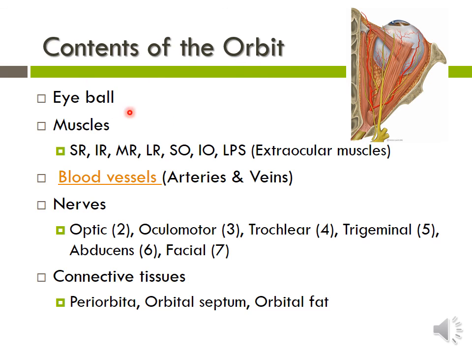The orbit has the eyeball and muscles. Remember the types of the different extraocular muscles. I have written only the short forms, so try to remember the expanded ones. It has blood vessels, arteries and veins. It has nerves. What are the different cranial nerves? Optic nerve, oculomotor nerve, trochlear nerve, trigeminal nerve, abducens and facial, and connective tissue like orbital fat. Okay, so that concludes the presentation on the orbit.